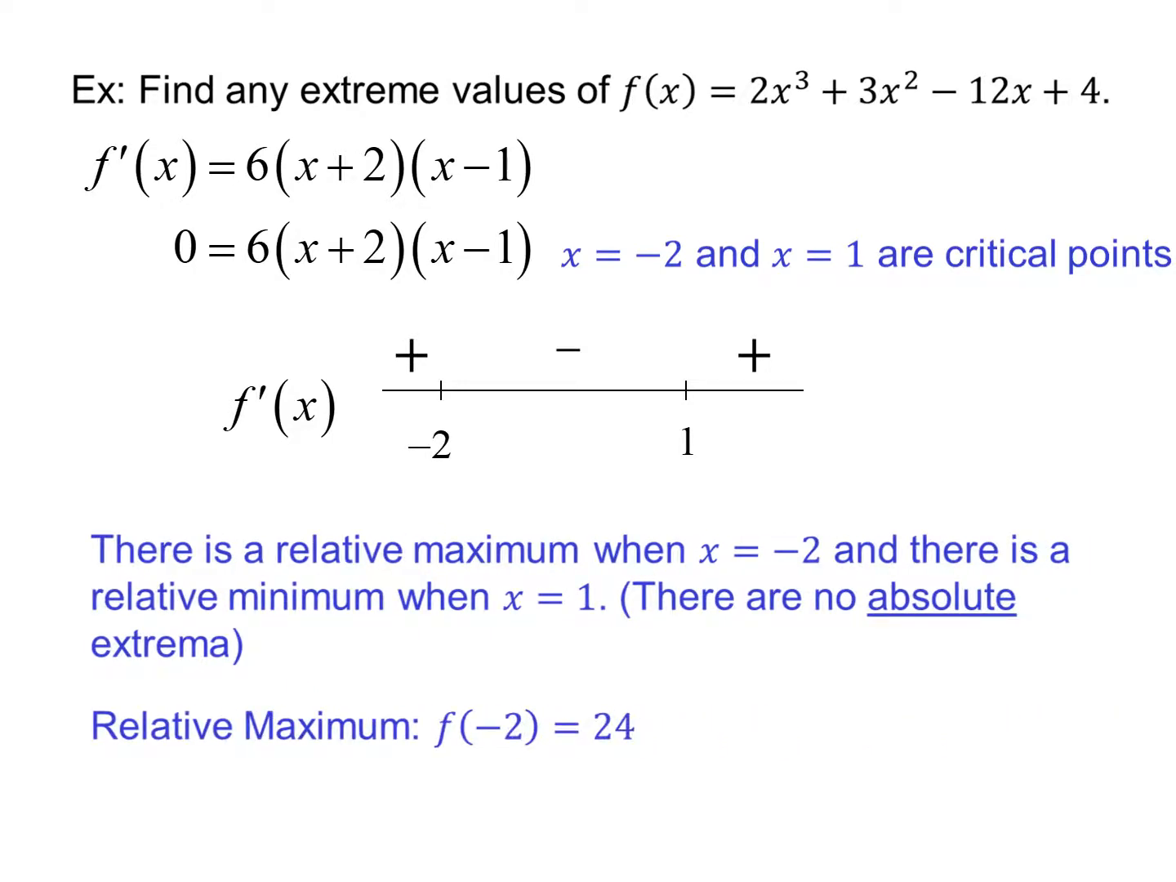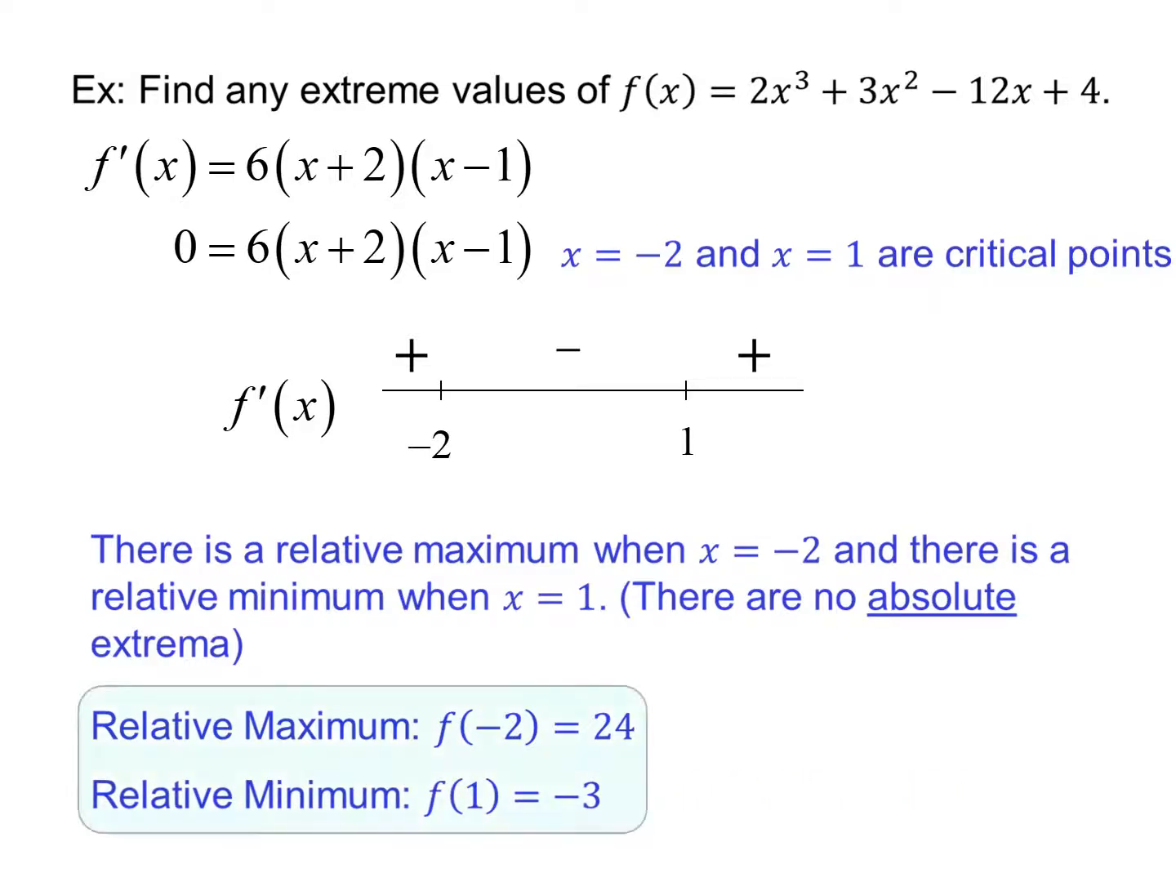And we can find out the actual values of these. So a relative max, f of -2 is 24. A relative minimum, f of 1 is -3.